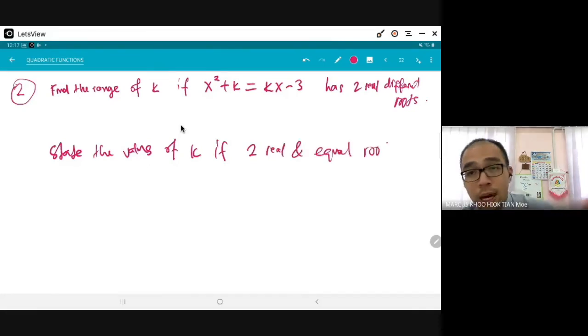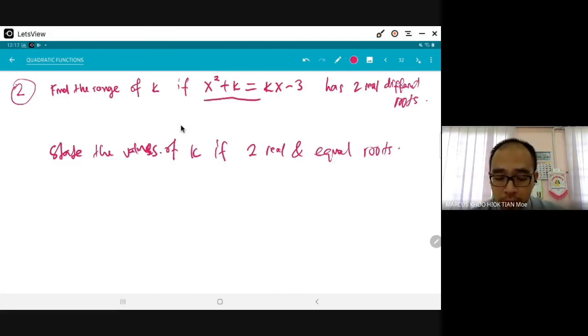So the question is almost the same, just find the range and then state the values. Okay, values of k. Can you try first? Remember, make sure that this is in the form ax squared plus bx plus c equals zero first, then you can find its discriminant. Okay, give it a try.